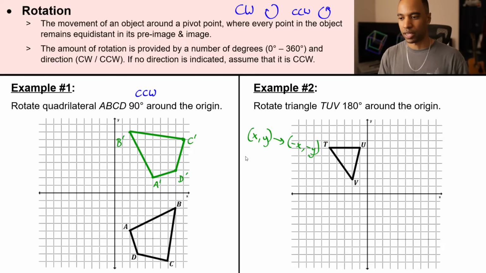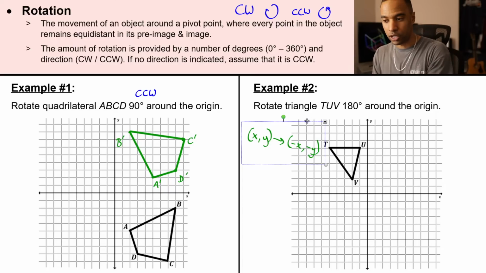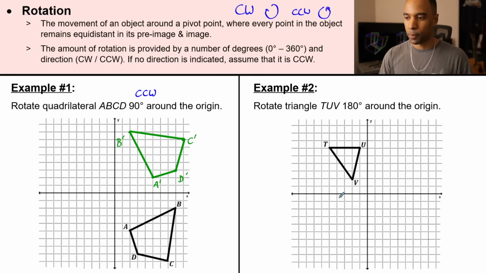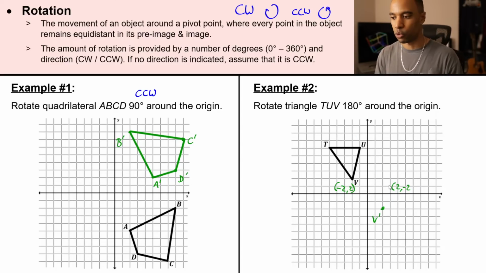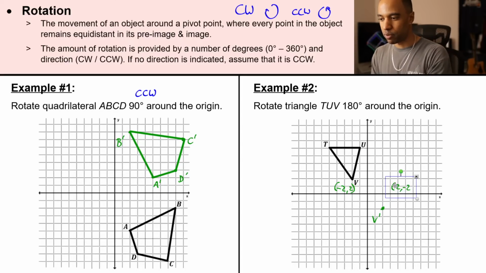It's kind of an easier way to look at it when you do 180-degree rotations. So v, for example, is at the point (-2, 2). When I rotate 180 degrees, it's actually going to be at the point, switch the signs, (2, -2). So v prime is going to end up right here. And I'll show you the final rotation in the end when we group it all. But that's where v prime is going to go.